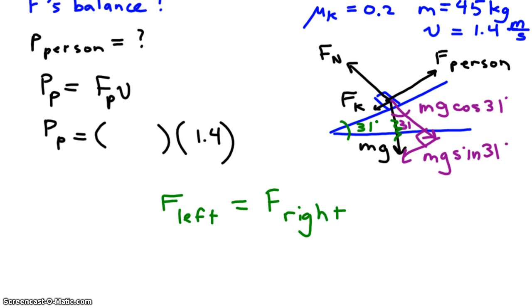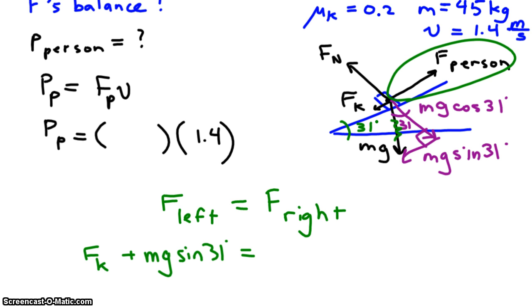So what points to the left? I already circled them. It's Fk and this component, mg sine 31. So let me add those up on that side: Fk plus mg sine 31 degrees. And what points to the right up the ramp? It's just the person's force. Okay, so I'm just going to call it F sub P, like that.